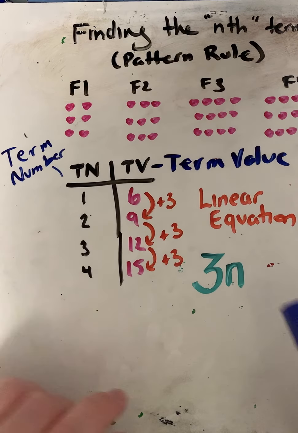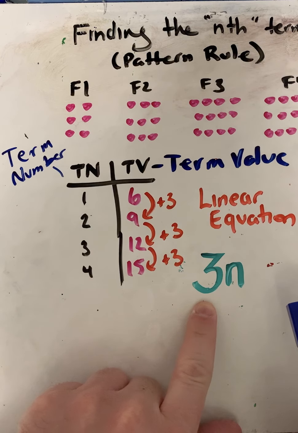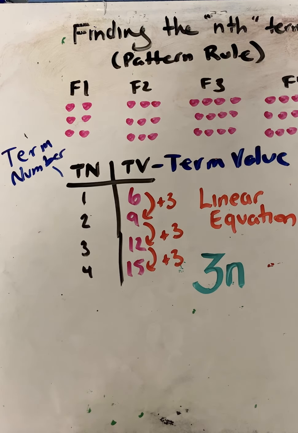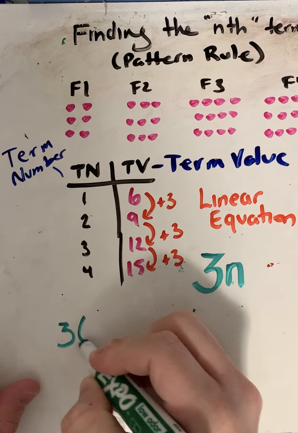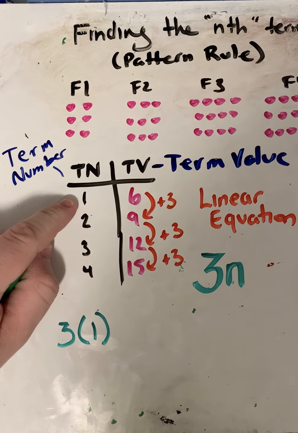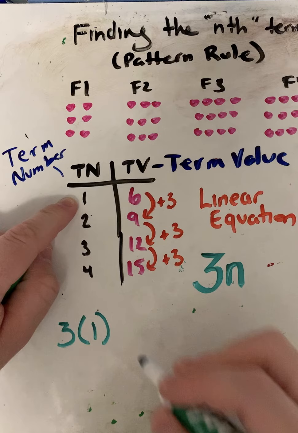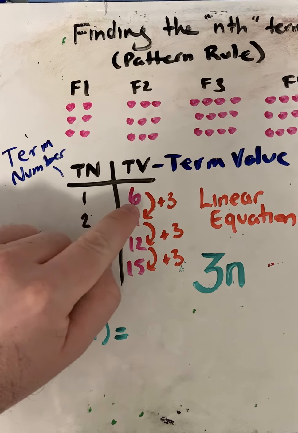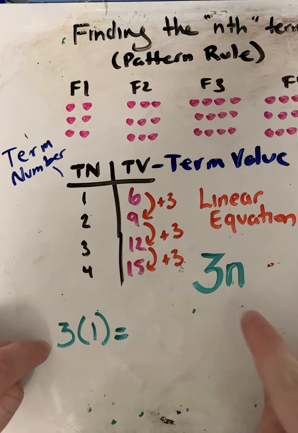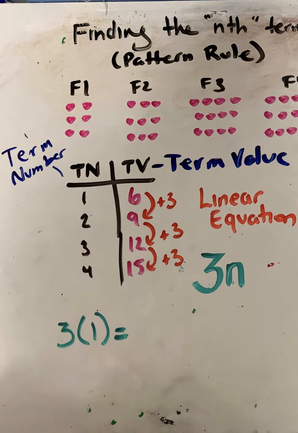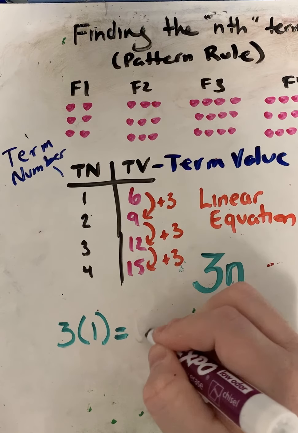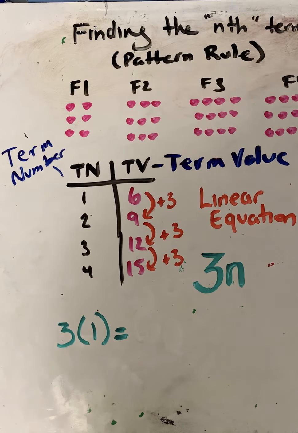So we've decided that this is currently the pattern rule, 3n. So what we're going to do is we're actually going to try that out, and we're going to use the first term number. So instead of writing 3n, we're going to write 3 times 1. Okay, we're going to use this 1 here. And that should equal, if this is the correct pattern rule, 3 times 1 should equal whatever's in the term value, which is 6. Okay, it should equal 6.